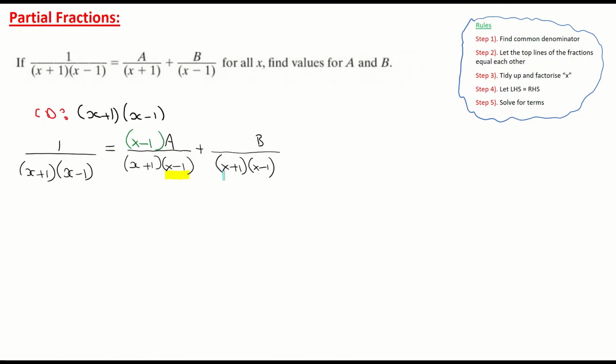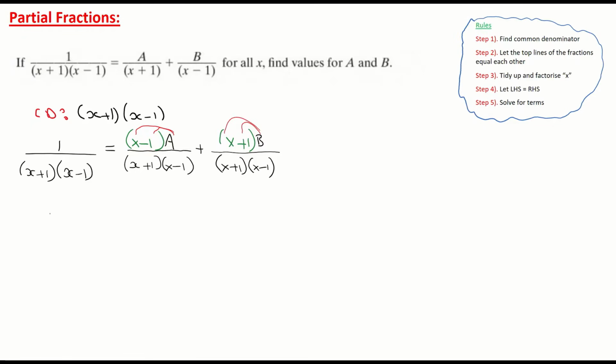I've brought in the x plus 1. So that means I need to bring in also an x plus 1 on the top. I need to balance out that fraction. Whatever I do to the bottom, I must do to the top. I'm now going to just multiply in my top line. So I'm going to multiply the a into my bracket and my b into my bracket.